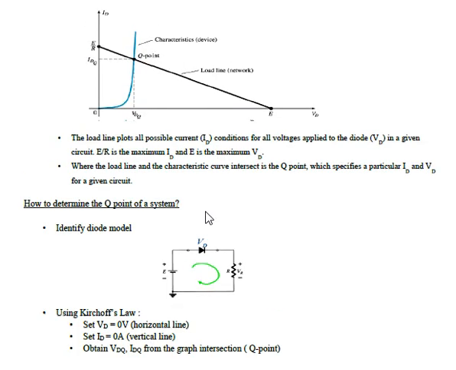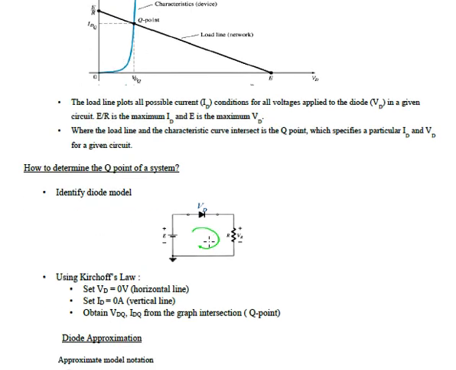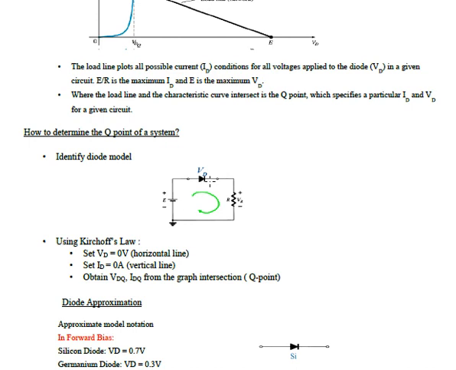Once again, the first step is you will identify the model of the diode that you are using, for you to be able to find this characteristic graph. And then, by using Kirchhoff's voltage law, or KVL here, you can identify the equation that defines this circuit here, no?